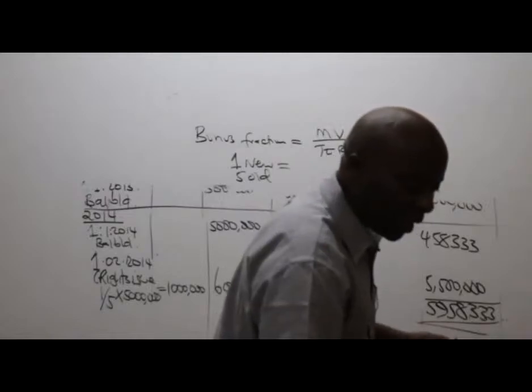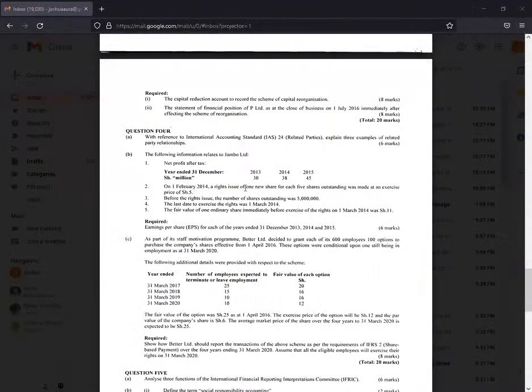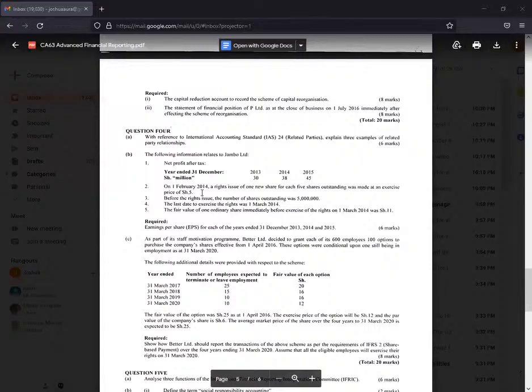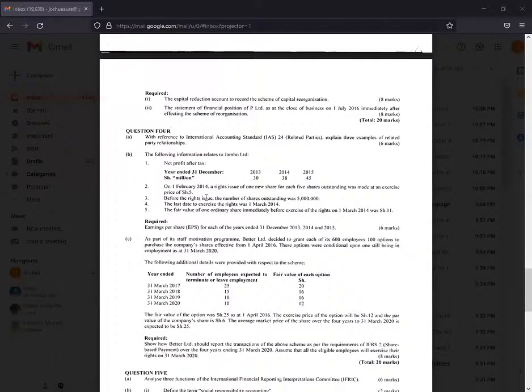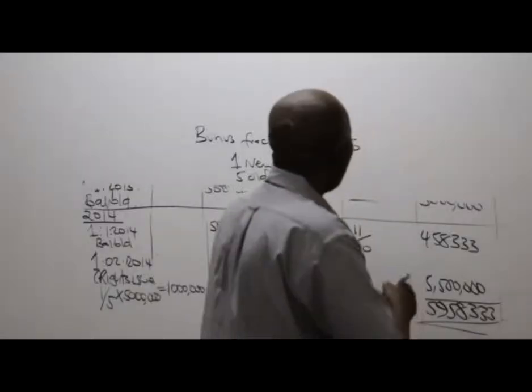So when we read here, ladies and gentlemen, they have told us on 1st February 2014, a rights issue of 1 new share for each 5 shares outstanding was made at an exercise price of 5. So the rights price is 5. Right is 1. So 1 new at 5 bob.